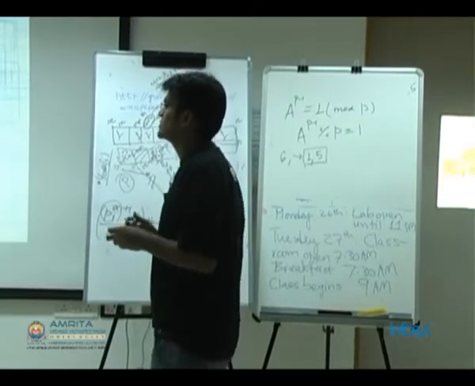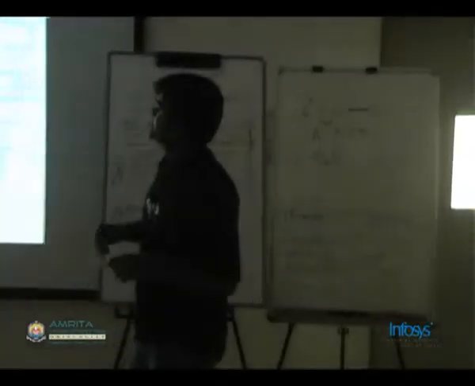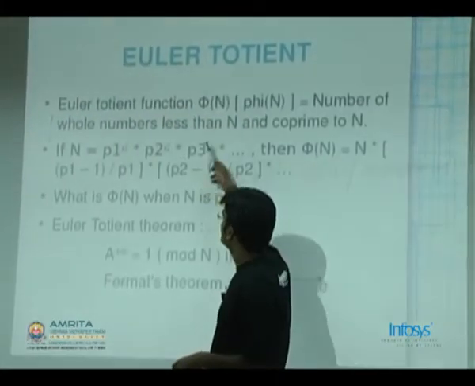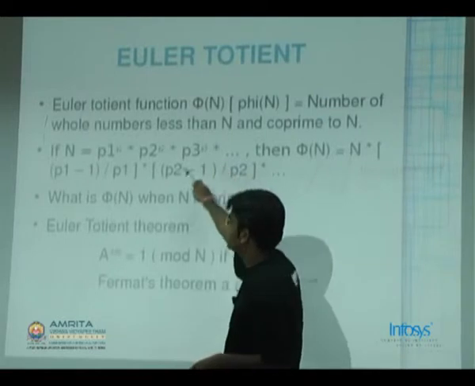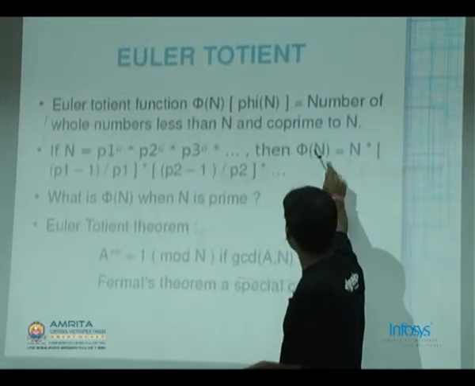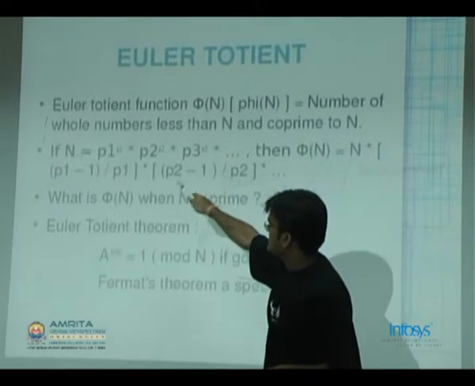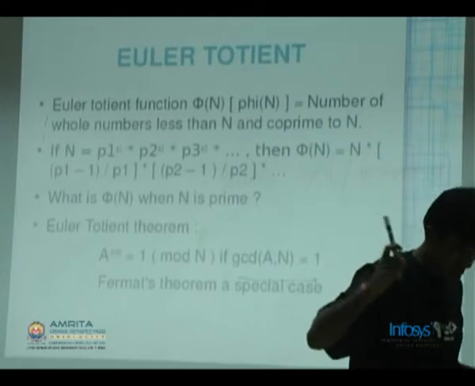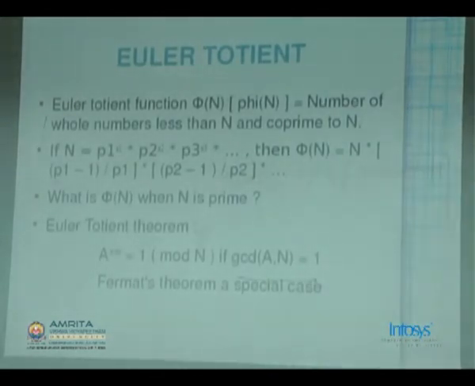So the formula for the Euler totient function is: if n is equal to p1 to the power alpha 1 into p2 to the power alpha 2 into p3 to the power alpha 3, where p1, p2, p3 are primes, then phi n is equal to n into (p1 minus 1) by p1 into (p2 minus 1) by p2 into so on. Again, there is a proof for why this is the relation. I won't be covering the proof here. We can go and read it later on. Okay, can anyone tell me what is phi n when n is prime? N minus 1. Fine.